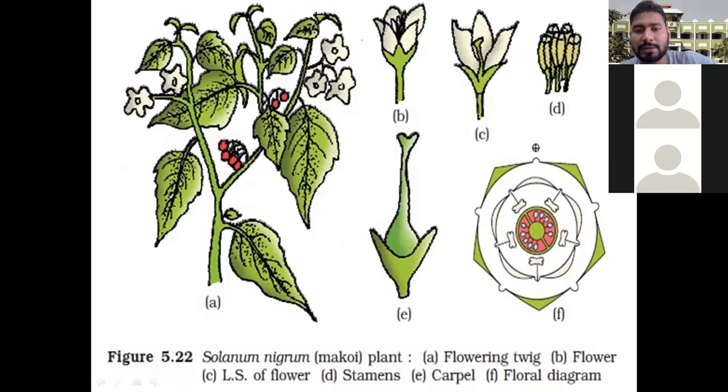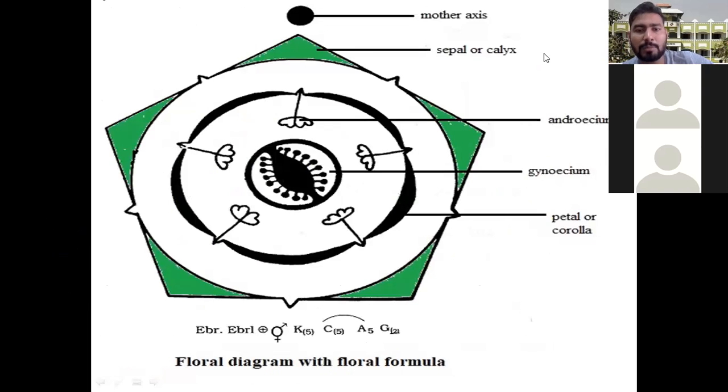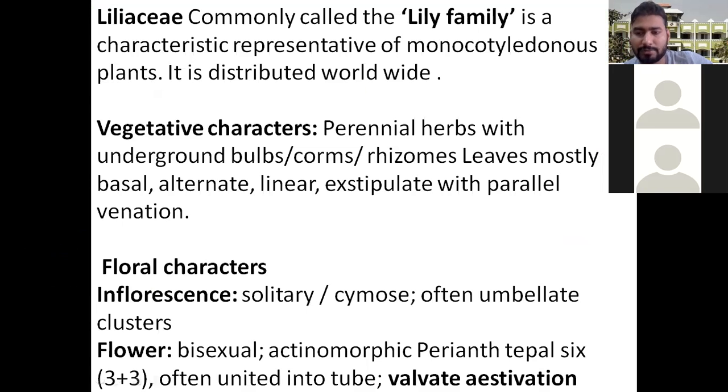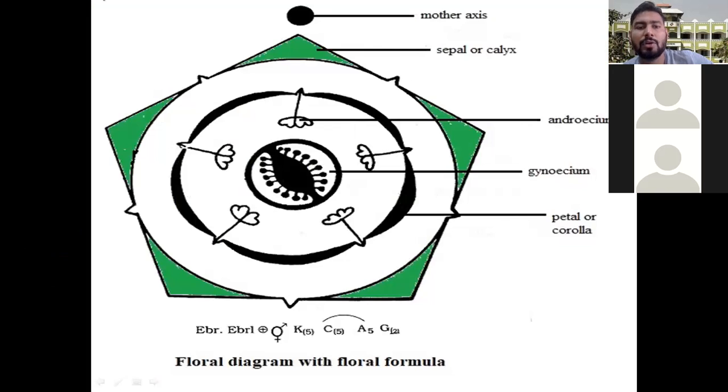Now you can see they have again given the flowering twig, flower, longitudinal section of flower, stamens and carpel, floral diagram. So the floral diagram is very important. Both have valvate aestivation and epipetalous condition. 5 stamens are there. Then bicarpellary ovary. This is the floral formula. Mother axis, sepals. Okay, mother axis, and everything is clear. I think this floral formula is clear. Is it okay?